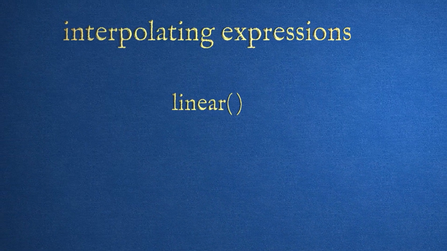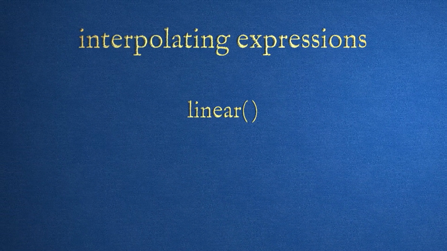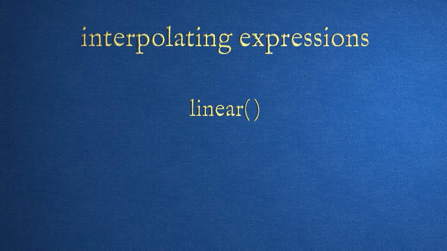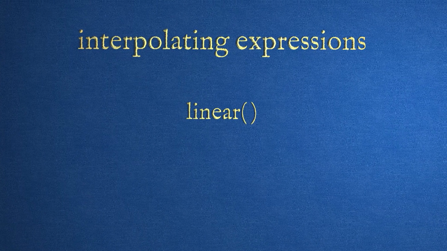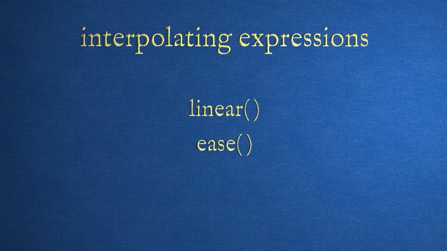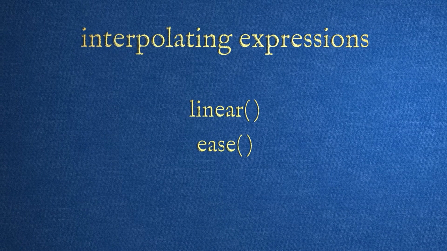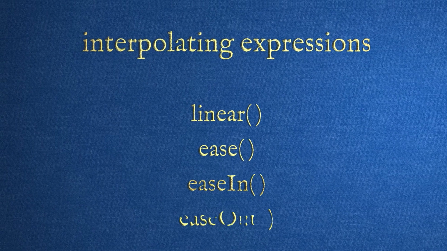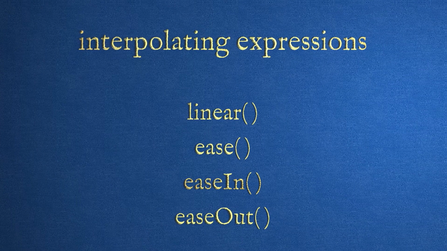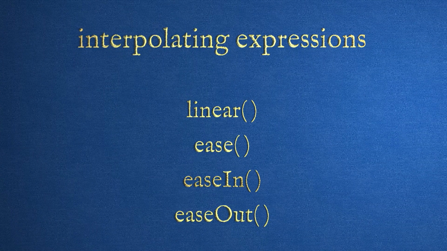And there's 4 of them. They're pretty self-explanatory once you see the names, but I'll just go over them real quick. Linear just interpolates linearly, like regular keyframes. There's also ease, which is just like eased keyframes, so the interpolation starts and ends smoothly. And the last two are easeIn and easeOut, which, as you can probably figure out, ease as it starts but not as it ends, or the opposite.